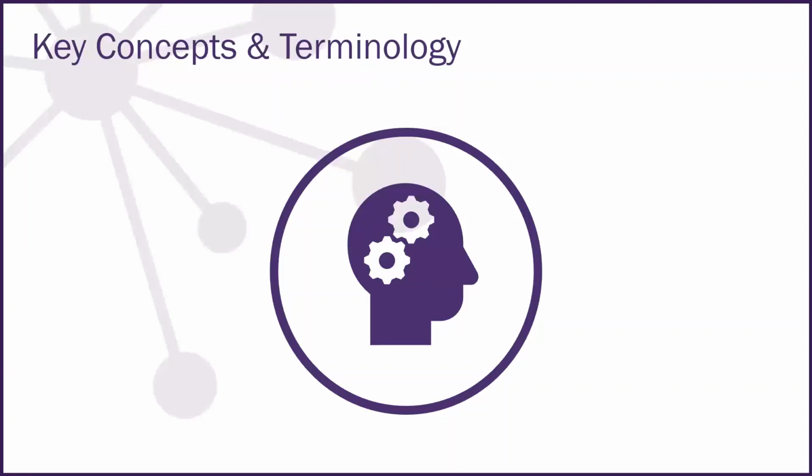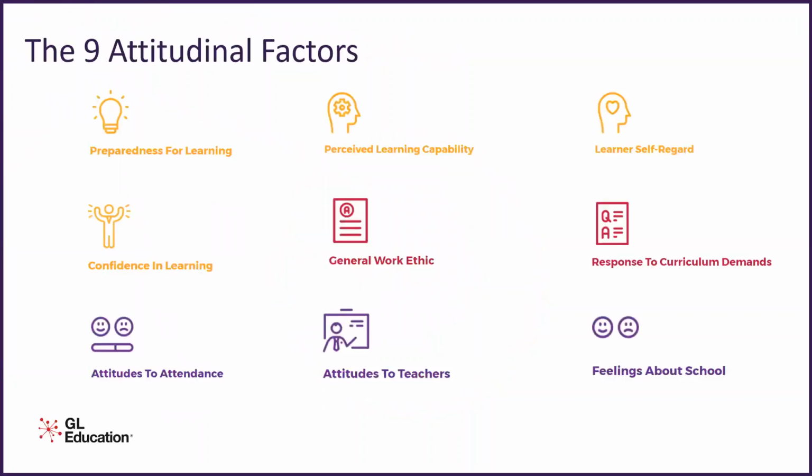In this section, we'll be looking at the key concepts central to PASS and explaining the key terminology you'll be coming across in your reports. PASS is based upon 9 standardized measures or factors. Preparedness for learning, which looks at areas such as study skills, attentiveness, and concentration. Perceived learning capability, which offers an insight into a pupil's level of self-respect, determination, and openness to learning.